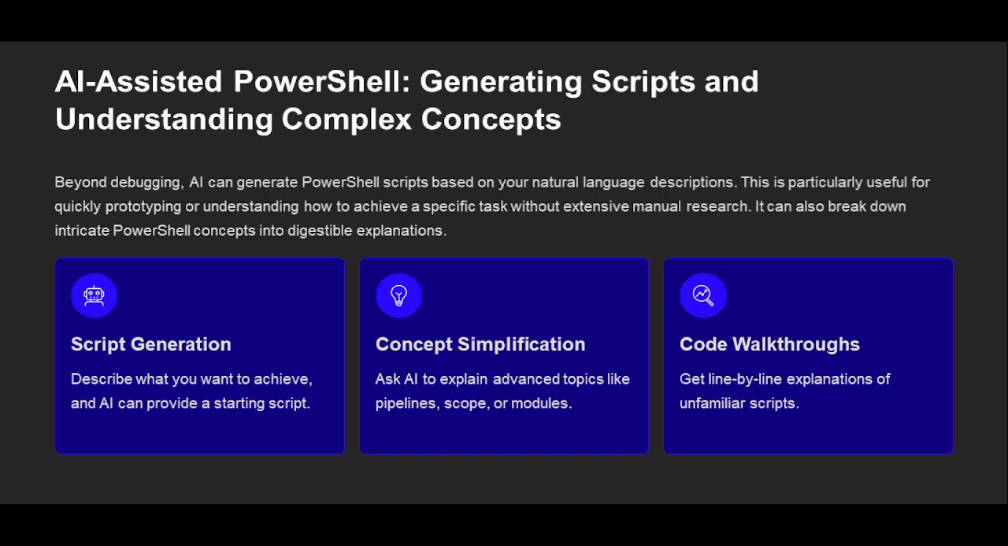Concept simplification: ask AI to explain advanced topics like pipeline, scope and modules so that you can understand them well and use them in your code. Code walkthrough: get a line-by-line explanation of an unfamiliar script. So you have a script, right, and you are not able to understand it. You can ask the AI line by line what exactly the meaning is and why we are using such things in a PowerShell script, so that you understand very well how to use them.